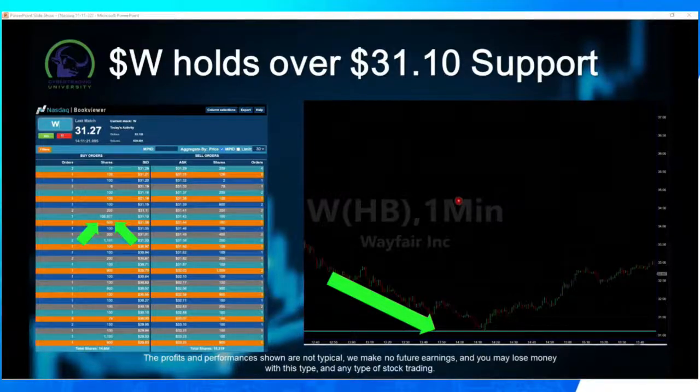Yeah, and I think it's so key what you wrote in that chart just before this one, the fact that a regular chart does not show you this. You're only going to be able to get this kind of information within BookViewer.